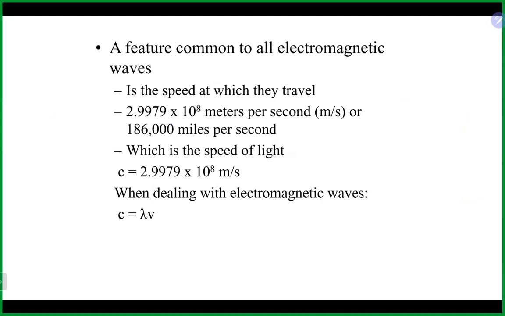Some common features to all electromagnetic radiation and waves is the speed at which they travel, and that is 2.9979.